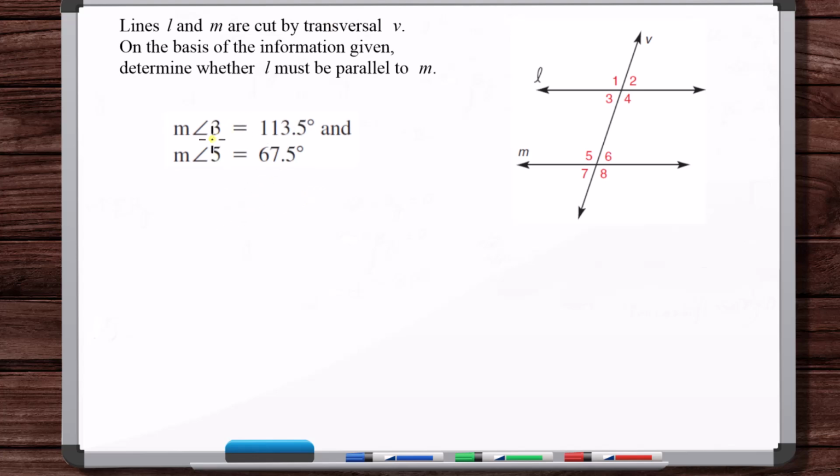Okay, what if the measure of angle 3 is 113.5 and the measure of angle 5 is 67.5? So, okay, let's see. Does that mean these two angles are supplementary? No, they're not supplementary. It's close, but they're interior angles on the same side of the transversal, so no. L is not parallel to M. Okay, what if angles 6 and 7 are congruent? Those are just vertical angles. It doesn't tell us anything.